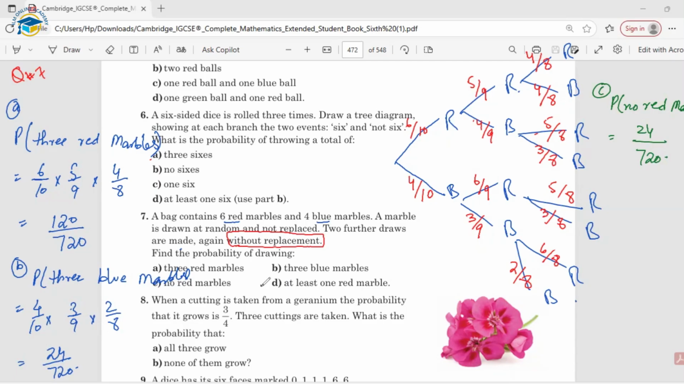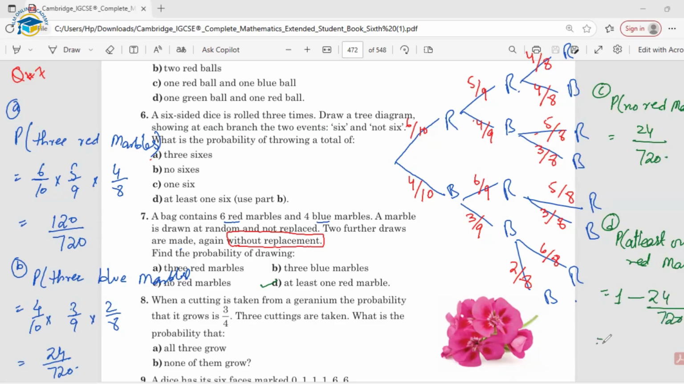Next, the D part is at least one red marble. Yes, similar concept here. Probability of at least one red marble, they're saying, so you can check that. Rather than this last one, rest all are having at least one red marble. So again, we need to subtract the red marble probability from 1.